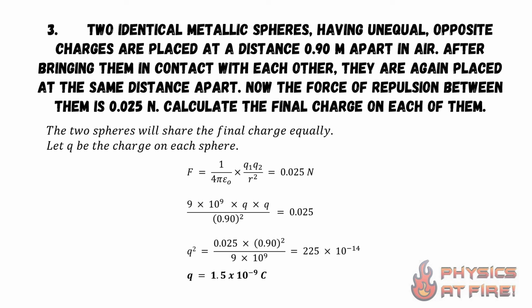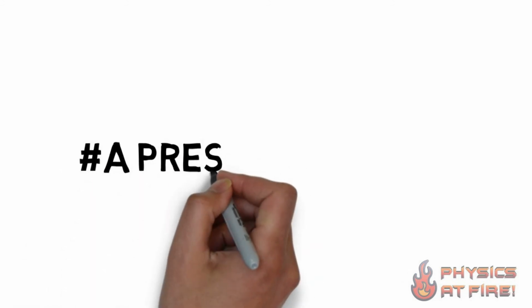Therefore, Q square is equal to 0.025 into 0.90 square by 9 into 10 raised to power 9, which is equal to 225 into 10 raised to power minus 14. Hence, Q is equal to 1.5 into 10 raised to power minus 9 coulomb. That's all about these numericals.